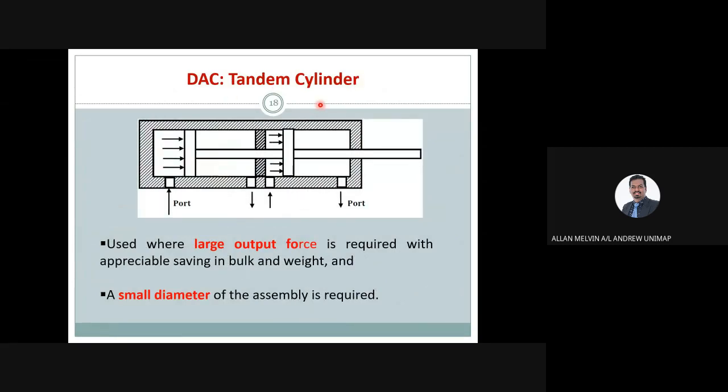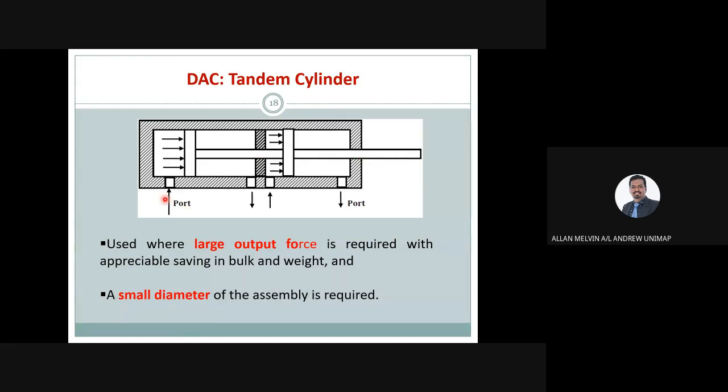Okay, so we have another type, tandem cylinder. Tadi kita tengok telescopic, so this is a tandem cylinder. Tandem cylinder is actually one body, but you have two cylinders inside. Dia ada dua ruang, sebab tengah-tengah ada dinding. So you have two pistons and one rod. One rod ni disambung.